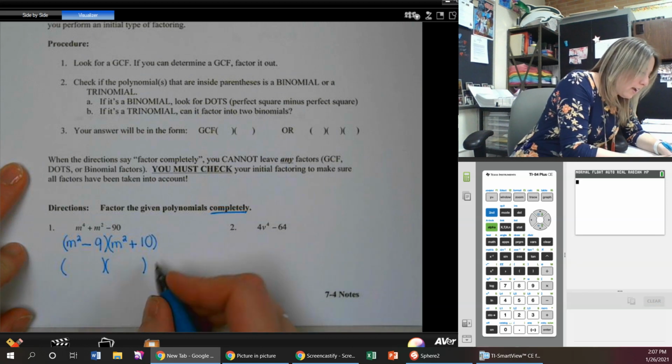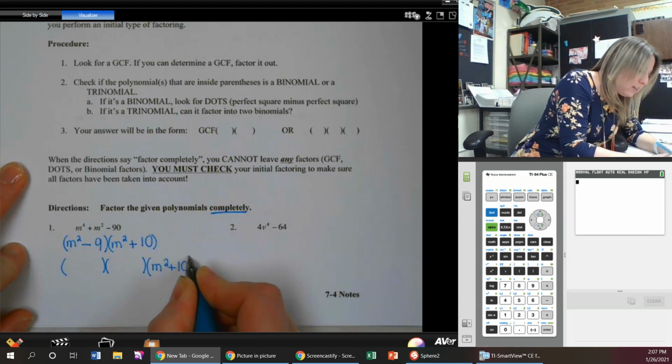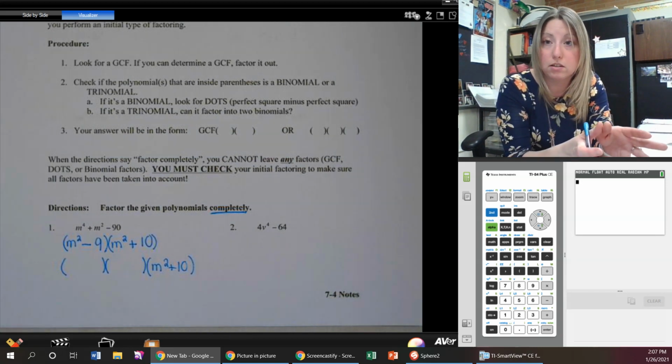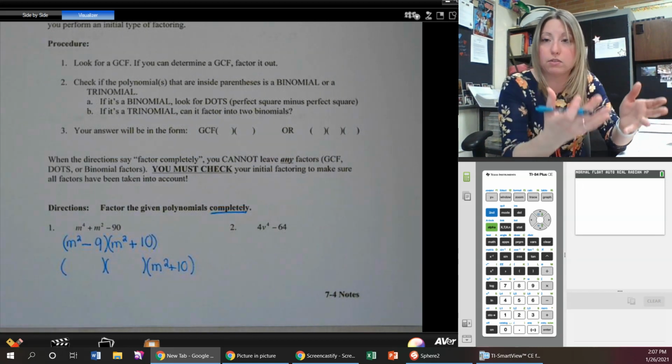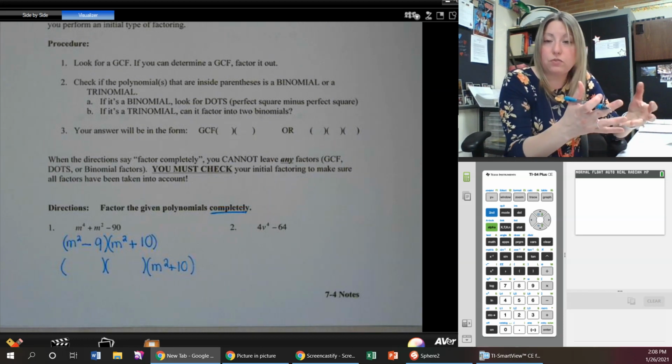So I just bring this guy down to the next line. I don't have to refactor him. There's no GCF in there. It's not dots. He is as factored as possible, this m squared plus 10. Sorry that I was gendering him, but whatever, right? That thing is as factored as it goes.